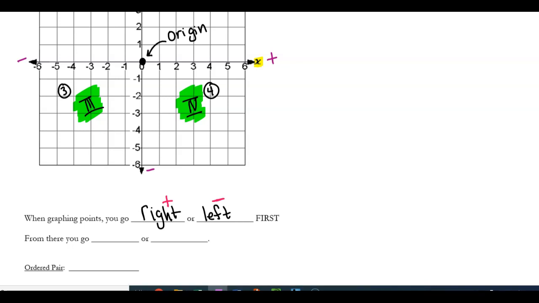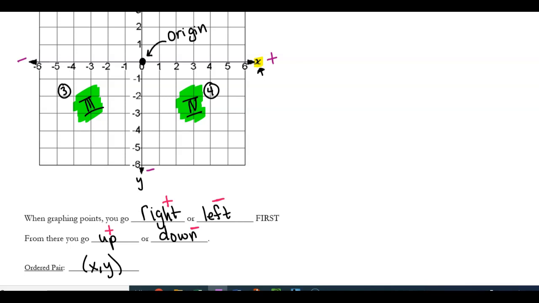From that point, you're going to go up or down. And positive numbers will go up, negative numbers will go down. An ordered pair is kind of the location of where you go. It's usually going to be written in X, comma, Y. And I know it's X because that's the first thing I do. And then remember, this is Y.